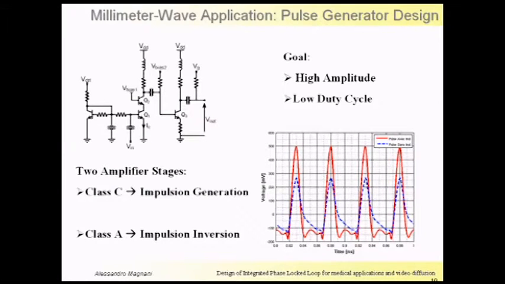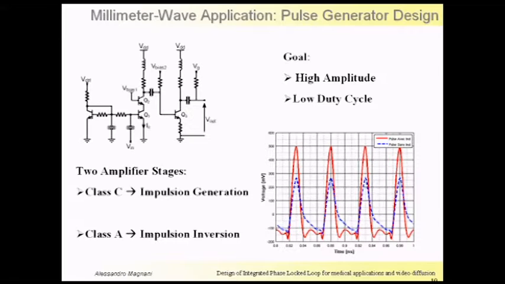So this is the schematic of the pulse generator. Of course, in this case, we are using bipolar transistors because working at the high frequencies, CMOS is quite difficult, quite hard. It is realized with two amplifying stages, one in class C, which generates the pulse, and the second stage is a class A stage, which is responsible for an inversion of the pulse.